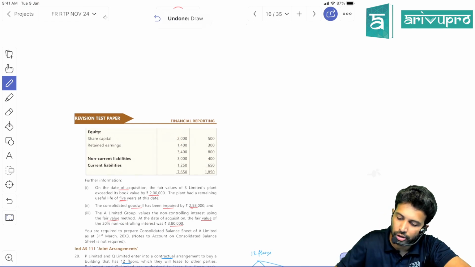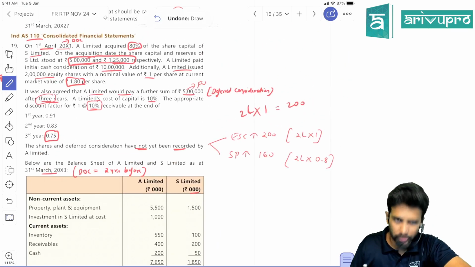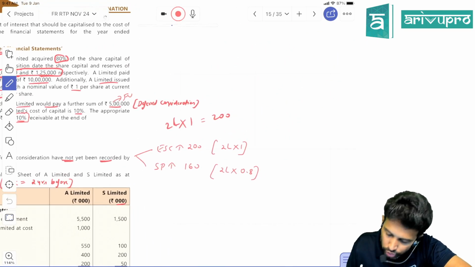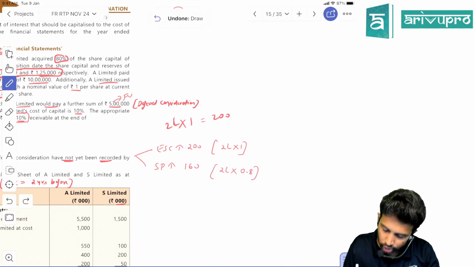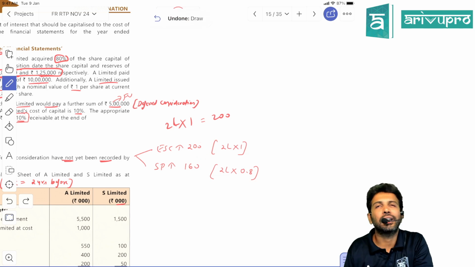You should not take 2000. They forgot to record the extra shares issued, which will be 2 lakh. 2 lakh when presented in thousands becomes 200. So due to this, you have to increase equity share capital by 200.